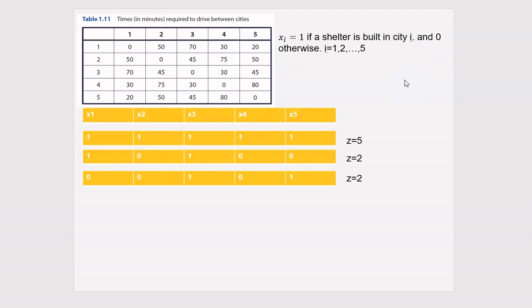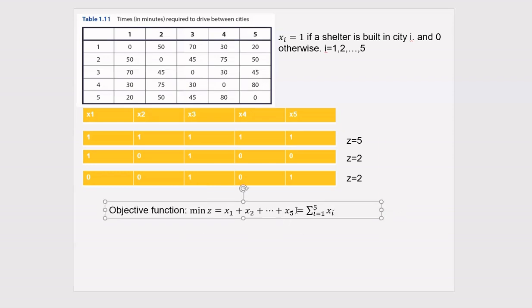So if that's the case, what is the objective function formula? Minimum of x1 plus x2 plus x3 plus x4 plus x5. Yep. So minimize z equals x1 plus x2 plus so forth, which I can rewrite as the summation of xi, i goes from 1 to 5.